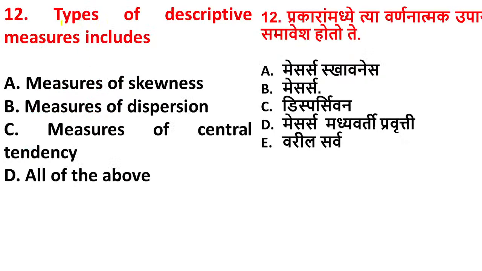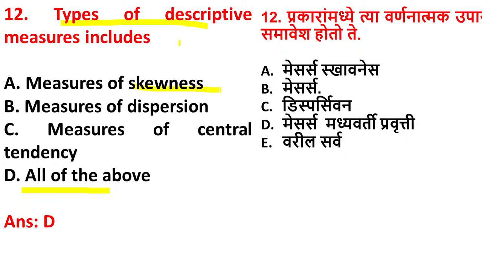Question number 12. Types of descriptive measures include: Option A, measures of skewness. Option B, measures of dispersion. Option C, measures of central tendency. Option D, all of the above. Yes, here the right answer is option D, all of the above.